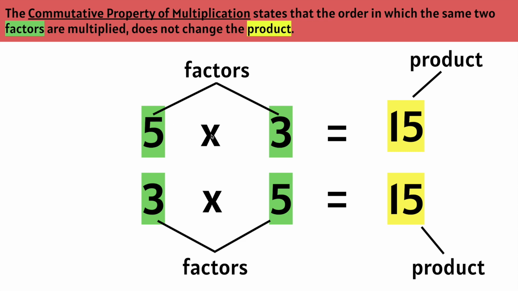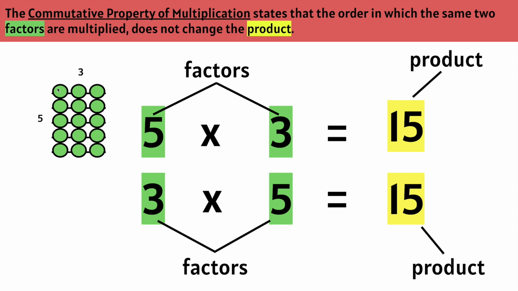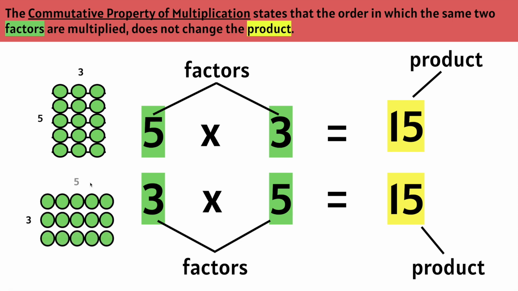We need 5 rows of 3. 1, 2, 3, 4, 5. 5 rows of 3. 3, 3, 3, 3, 3. 5 rows of 3, or 5 times 3, is 15. Now let's try this one. 3 rows, 1, 2, 3 rows of 5. 5, 5, and 5. 3 times 5 is also 15.